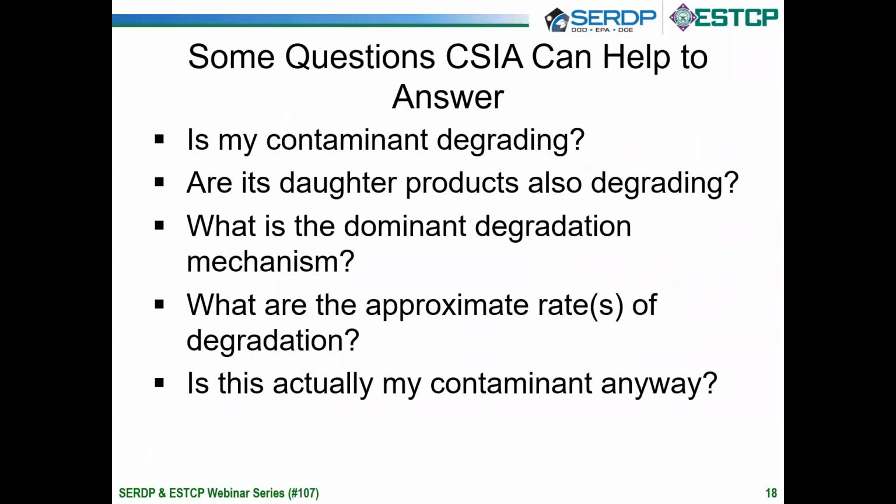So as a practitioner, what can you use CSIA for? What are some of the questions that this technique can help you answer? Is my contaminant degrading? Are its daughter products degrading? That's a big question that comes up with CVOCs. What's the dominant mechanism? Particularly dual isotope analysis can help you determine mechanisms of degradation. What are rates? What are approximate field rates? And finally, is this my contaminant anyway? So there's a forensic aspect of this.